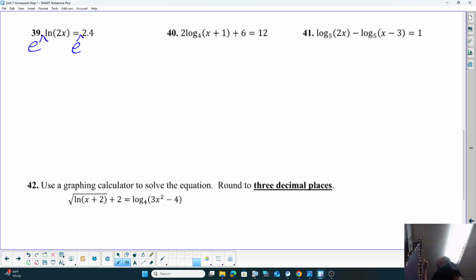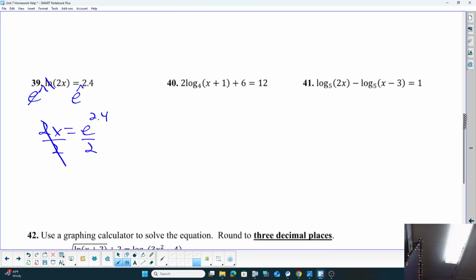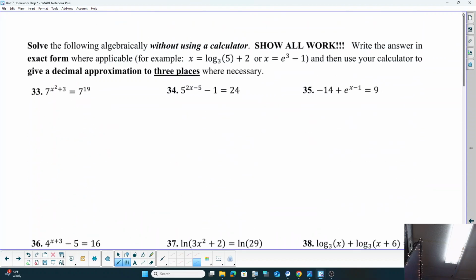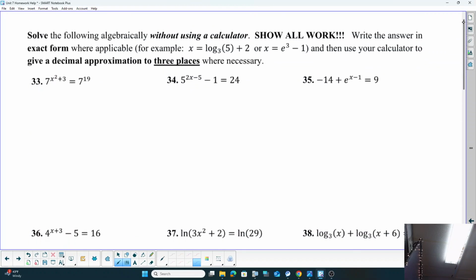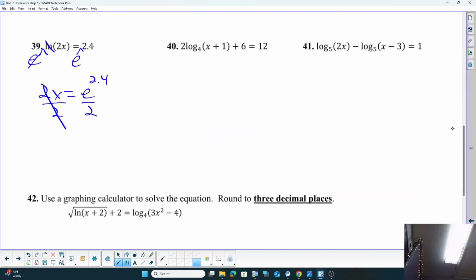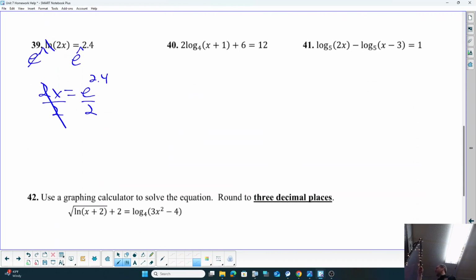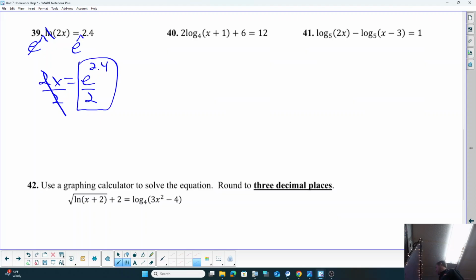So then that undoes the ln. So you're left with 2x is equal to e to the 2.4. And then you're just going to divide by 2. Do they want us to round to so many decimal places or leave it in exact form? Yep, exact form and 3 decimal places. Okay, fine.